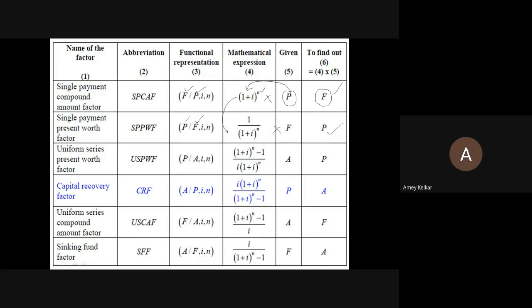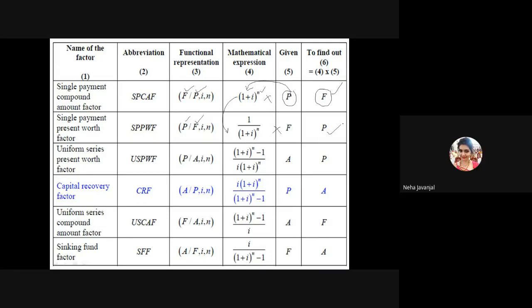The third row. Can anyone read the third row for me? So I can read. Yeah, Neha, go ahead. Sir, it is for the uniform series present worth factor, and the abbreviation is USPWF.